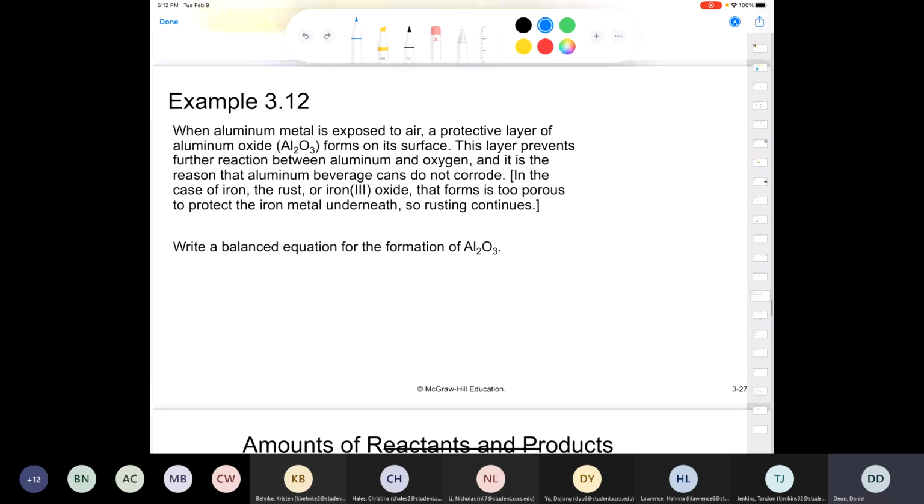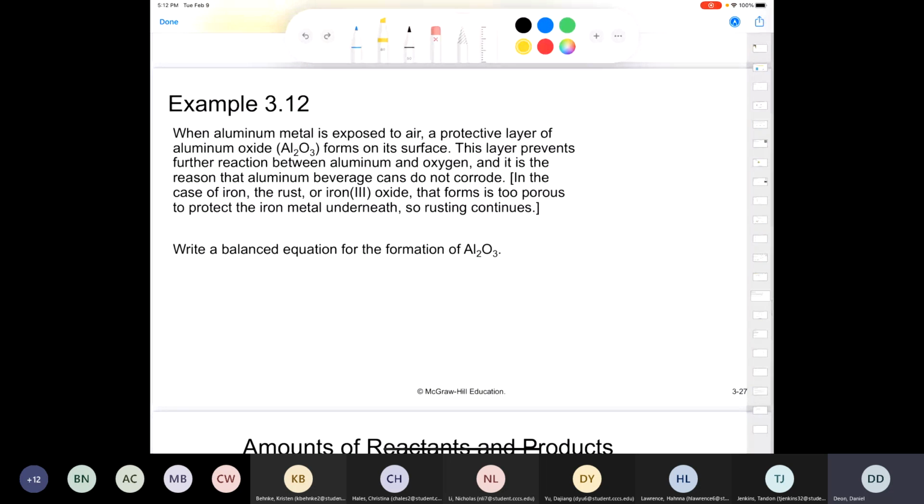All we're asked to do here, after a lot of preamble for this question, is write a balanced equation for the formation of aluminum oxide. So we want to form Al2O3. And we want to write a balanced equation that shows the formation of Al2O3.